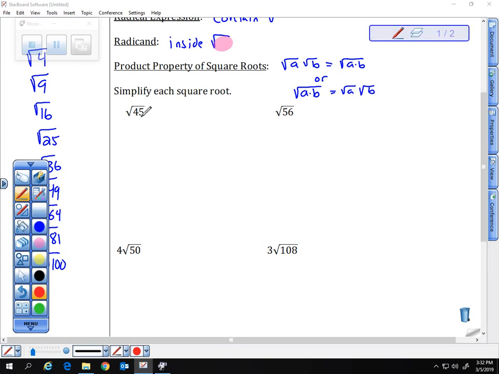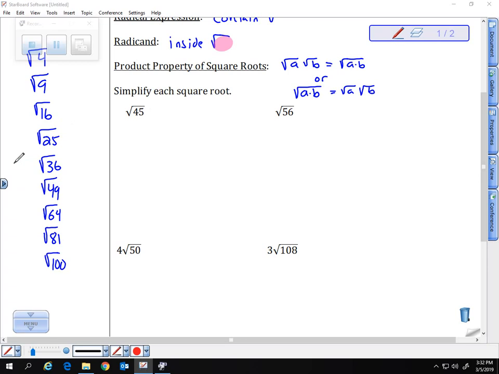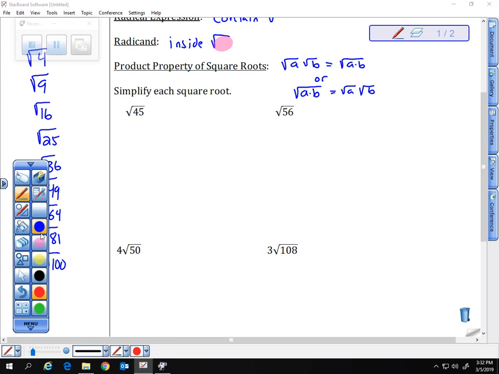First method is the perfect square method, and I'm going to look at the number 45, and of all these numbers over here, which one will go into 45 evenly, and hopefully you say 9. So we will have the square root of 9 times 5, and that can be broken down to square root of 9 and square root of 5, like so, and the square root of 9 is 3 and square root of 5, like so.